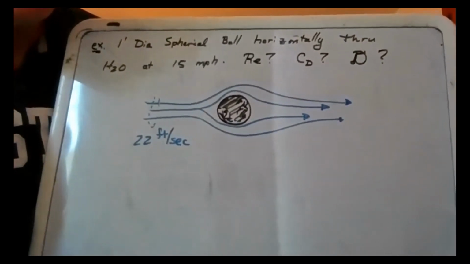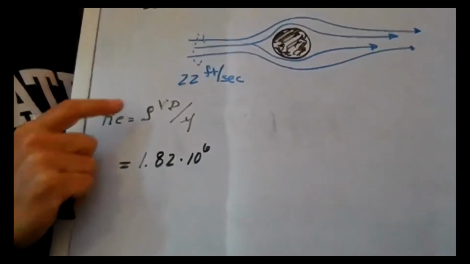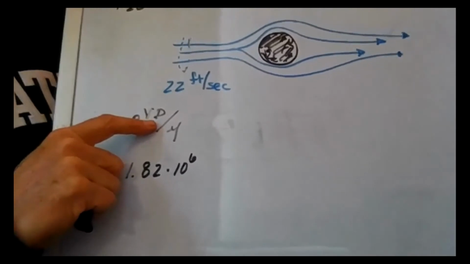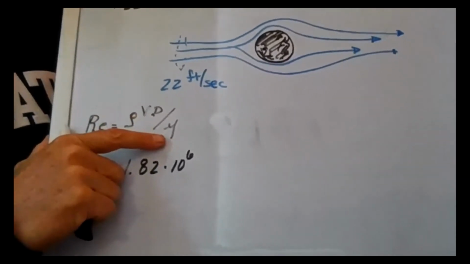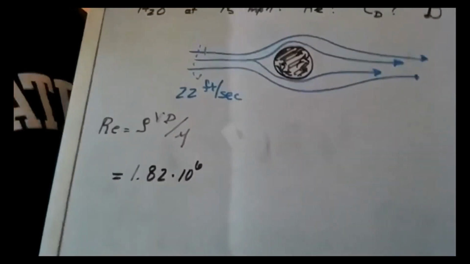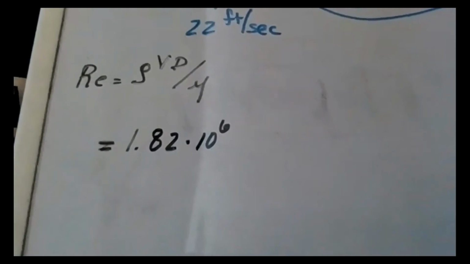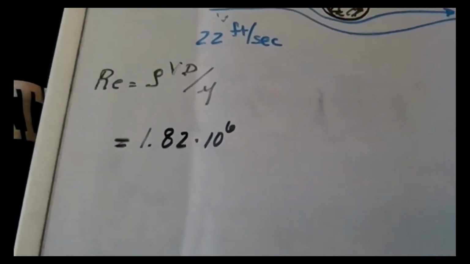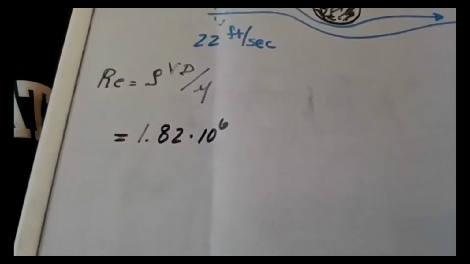All right, let's go. Trying to be systematic about it. First, I get my Reynolds number, rho v D, where D in this case stands for the diameter of our sphere, divided by viscosity. I get a huge number. A lot of times these end up being expressed in exponential notation, so I got 1.82 times 10 to the 6th. Okay, what does that mean, laminar versus turbulent?